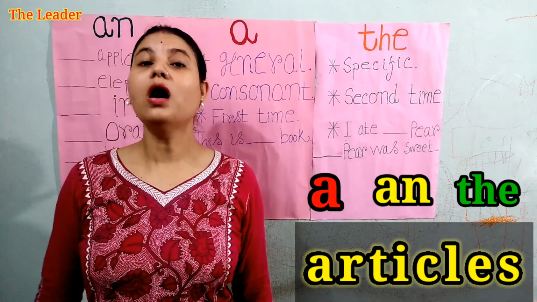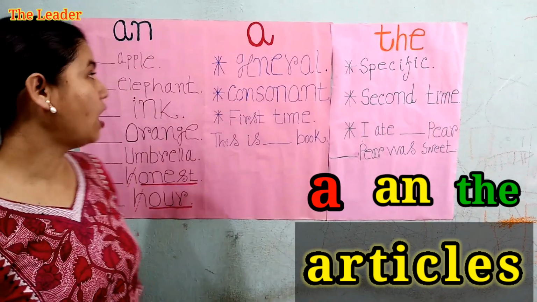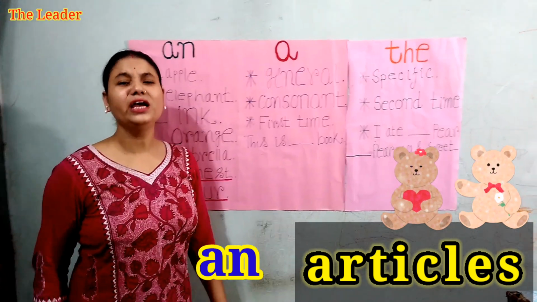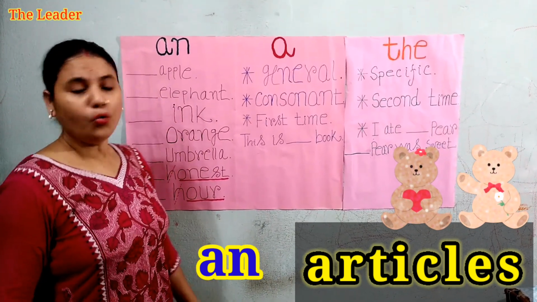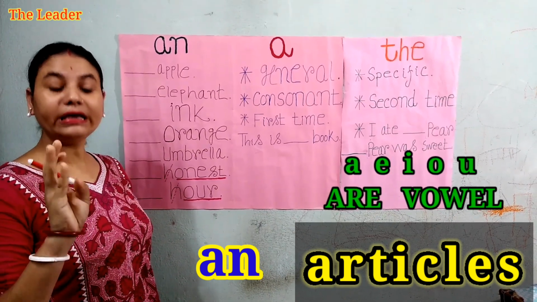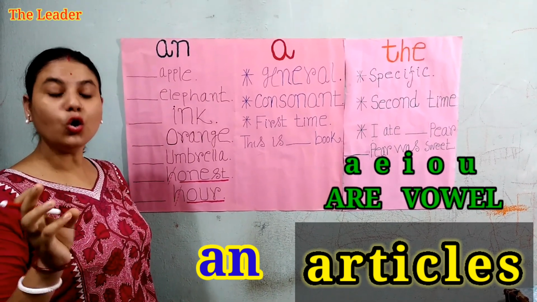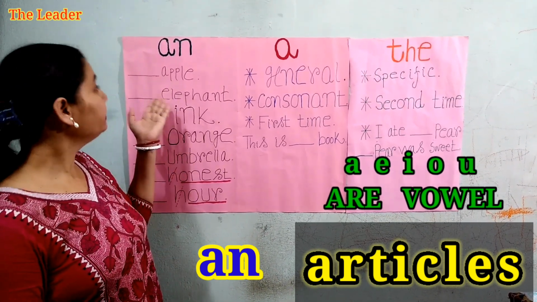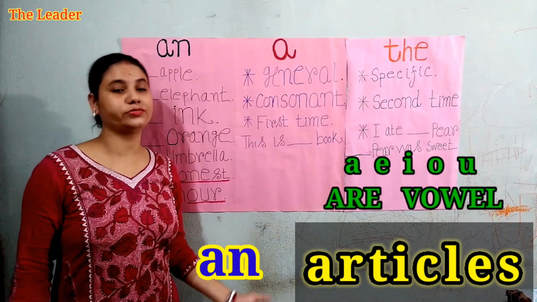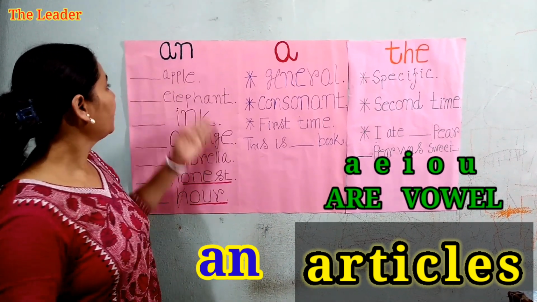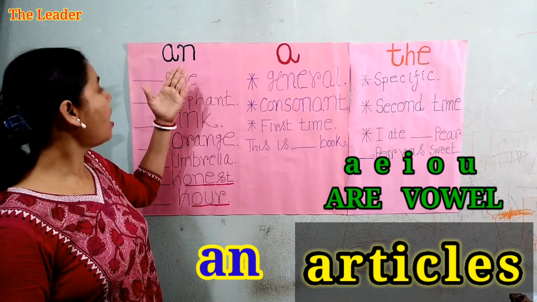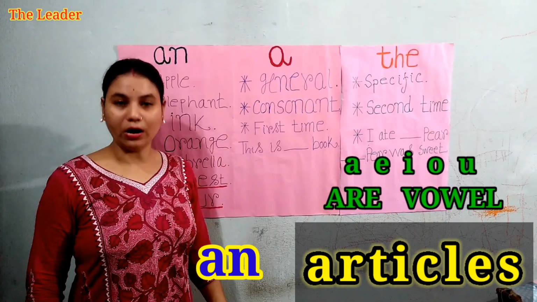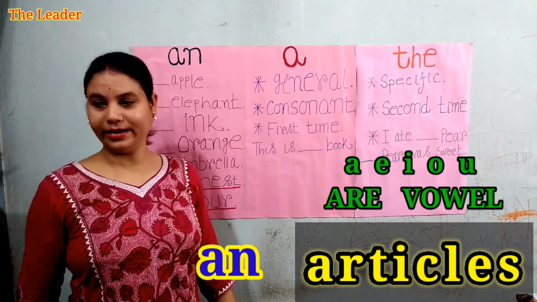Now we need to know how to use them. Now we will start from "an", because I think it will be so simple. We know that A, E, I, O, U are vowels. Without these, all are consonants.